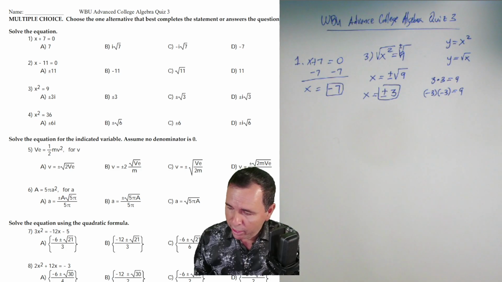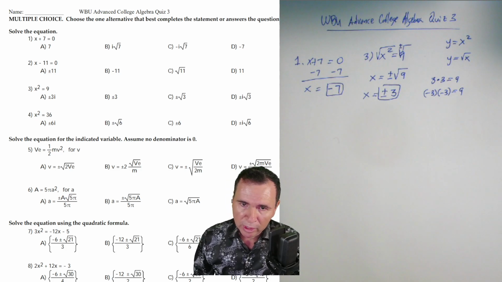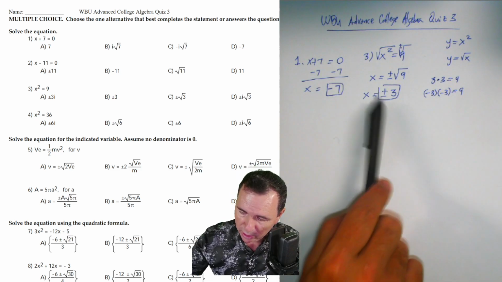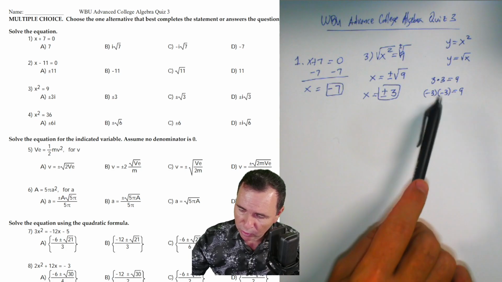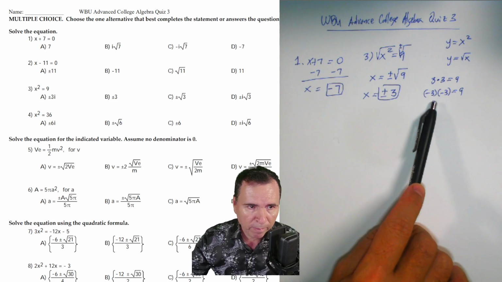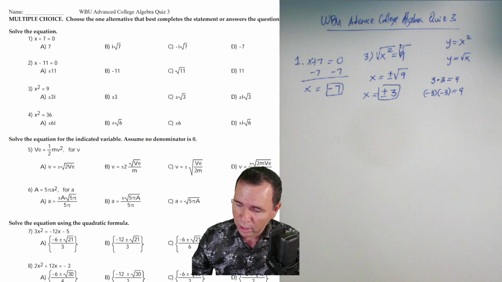Now, if you were using a calculator, you just press the square root key on 9, okay? But don't forget, negative 3 also works. Your calculator is not going to give it to you. You're going to have to use a little bit of logic. Okay, you get to do number 4.